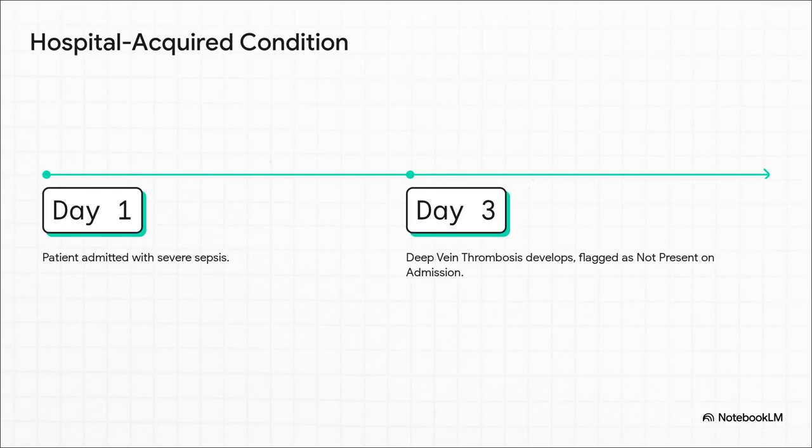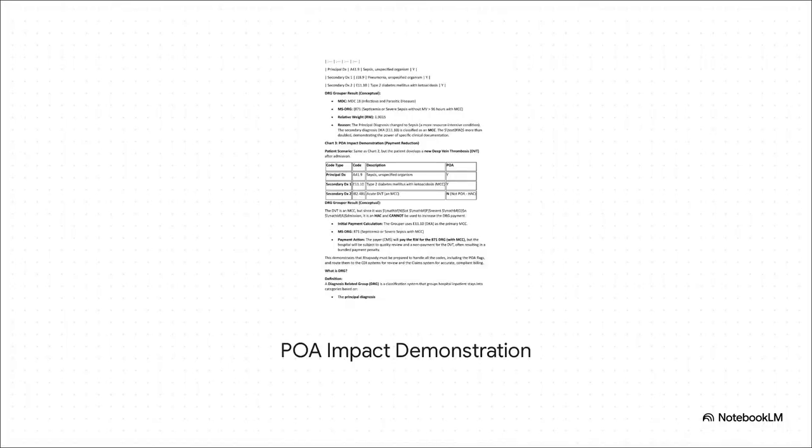Now, a DVT is generally a major complication that requires a lot of intensive management. But here's the catch. Because that DVT developed after the patient was already admitted, its present on admission, or POA, indicator is flagged as an N, meaning not present on admission. Under CMS rules, this classifies it as a hospital-acquired condition.